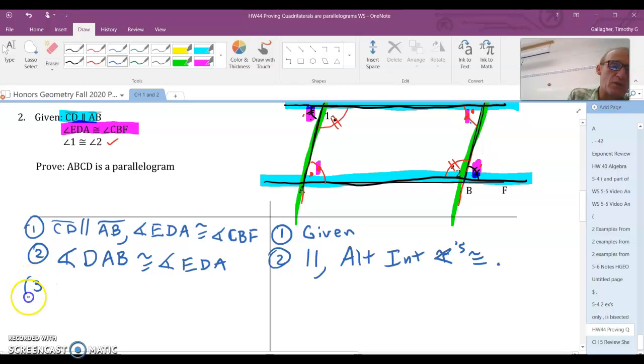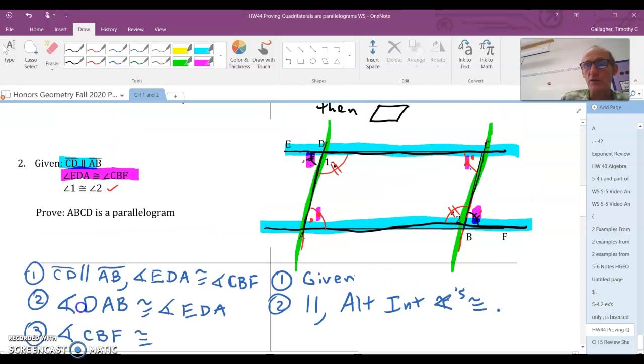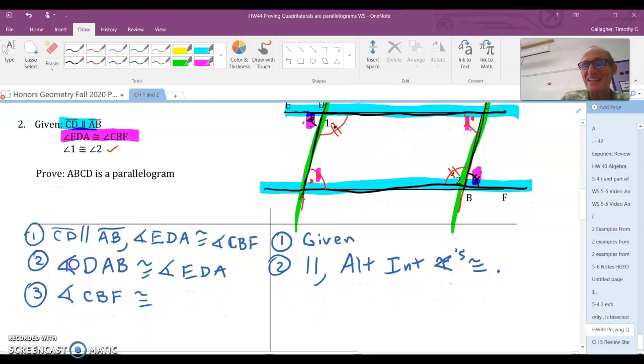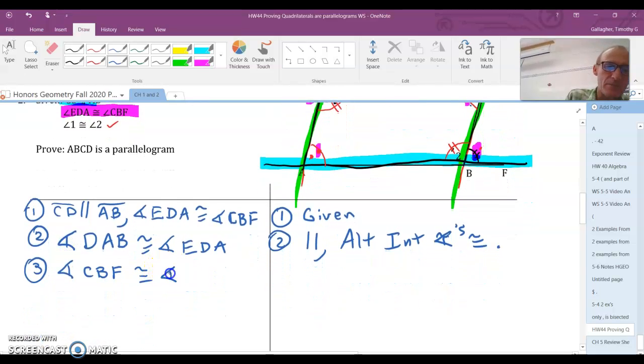So angle CBF, I just stole it from this one, is congruent to angle DCB. All right, and that's the same as 2. And then that makes angle this congruent to this.